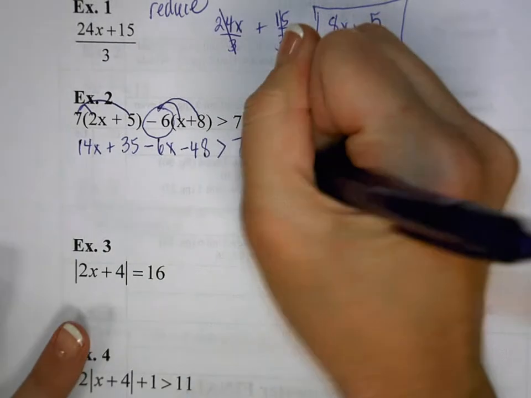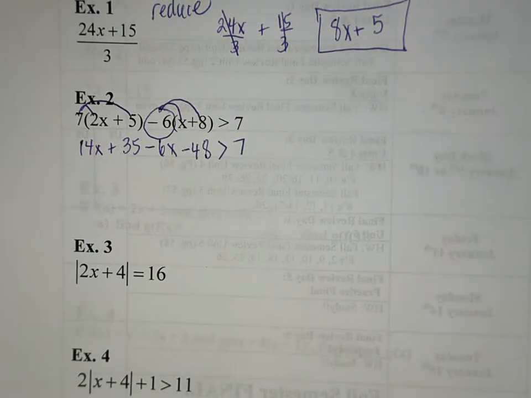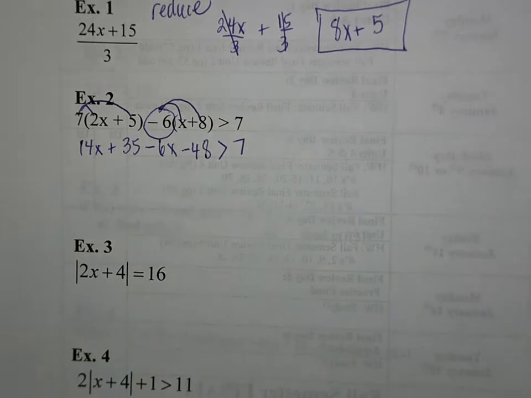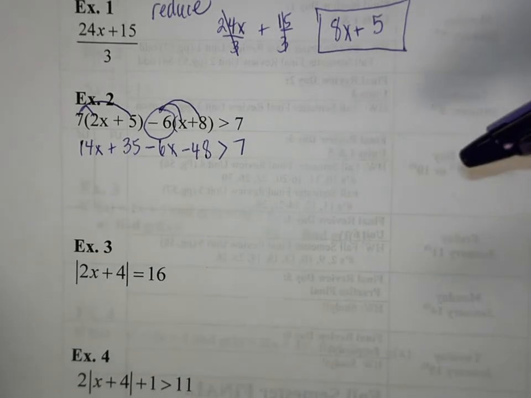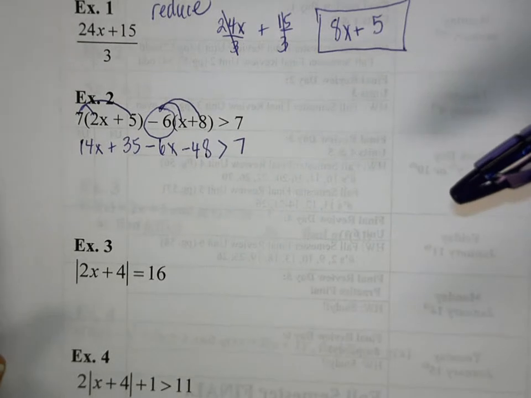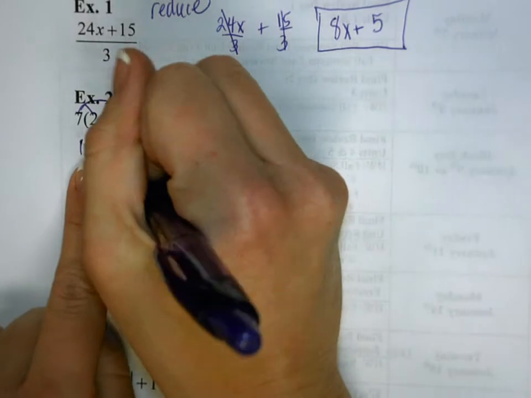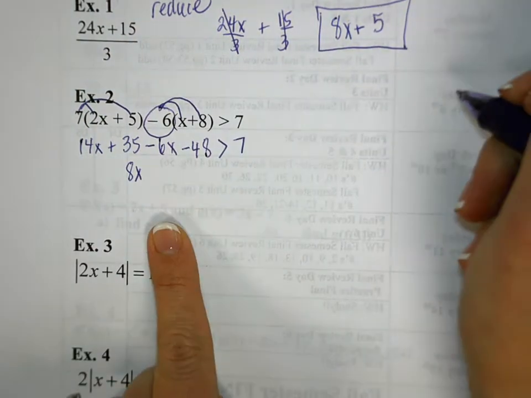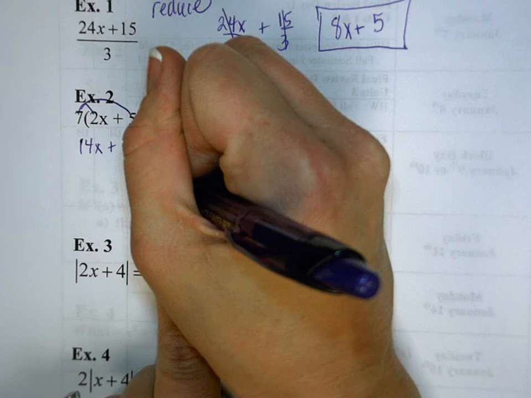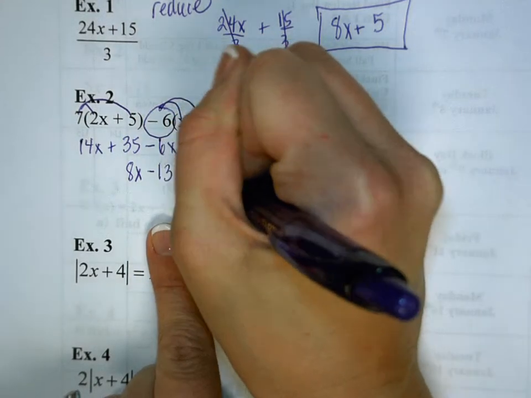Is greater than 7. What's the one thing we need to remember with greater than and less than signs when solving? What happens when you divide by a negative? Good. So you need to remember that whenever you divide or multiply by a negative, you flip the sign. So far we're good, but just pay attention. Okay, so my next step is going to be what? Combine like terms. Very good. 14x and negative 6x makes 8x, and 35 and negative 48 makes? Negative 7. Nope. Negative 13. Good. Is greater than 7.